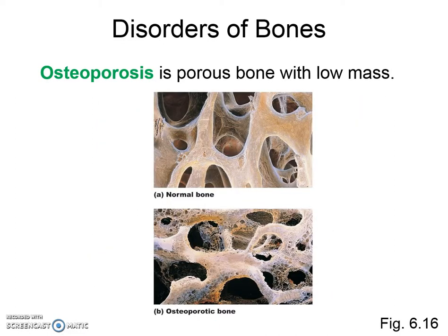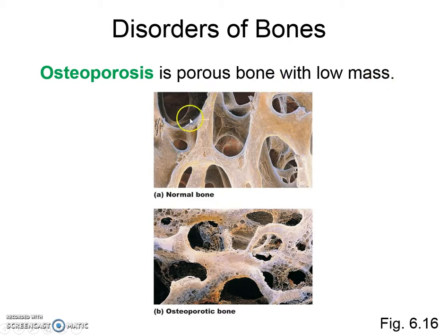Lastly, let's talk about some disorders of the bone, specifically osteoporosis. If you take a look at this word, you see osteo, which you should be thinking bone, and then porosis. You might see the word pore in there. What osteoporosis is, is when your bone is porous, meaning it has a lot of holes in it. And so the bone is going to have low mass or low weight because, again, it has a lot of holes.